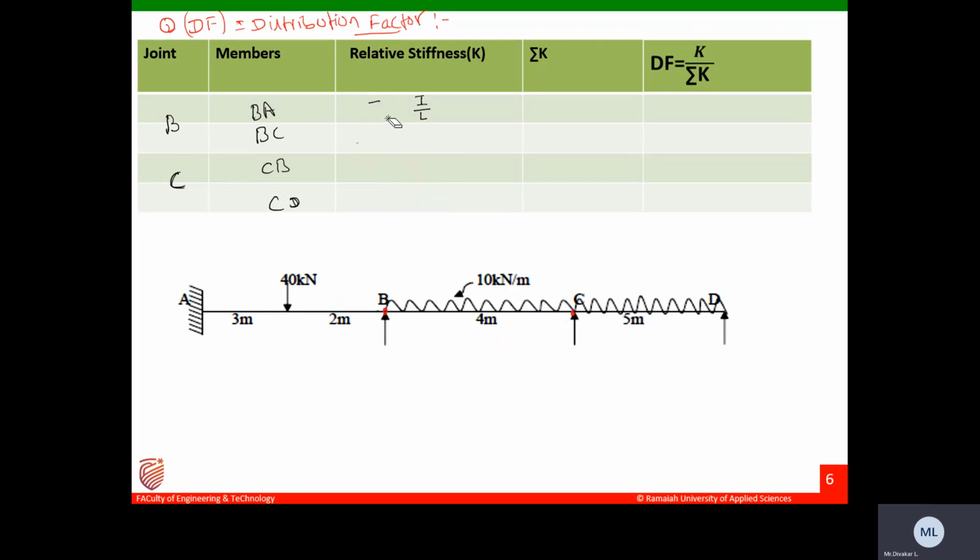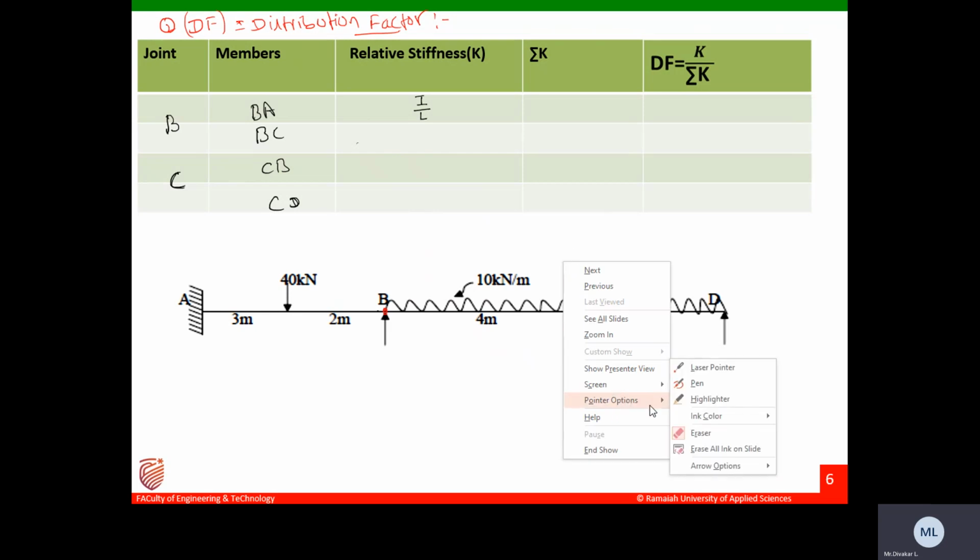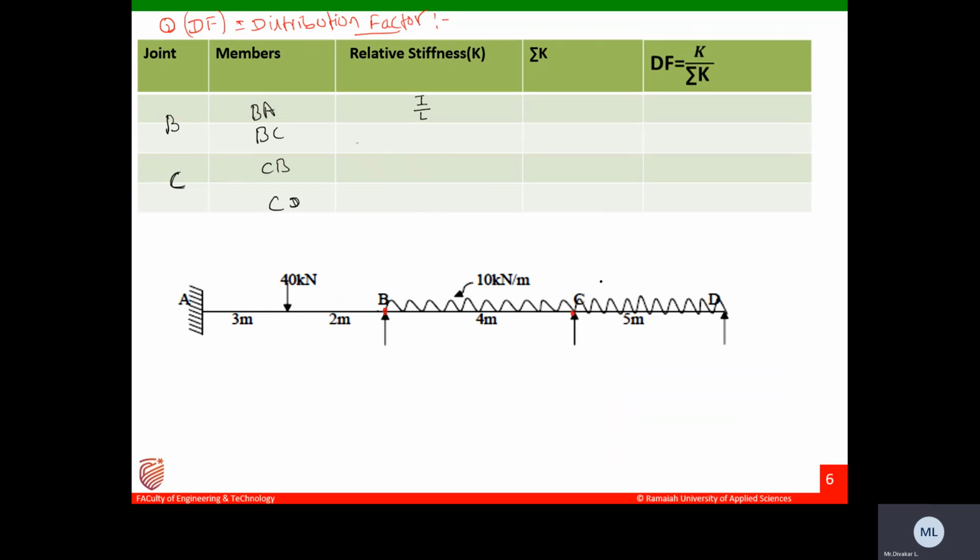On the other hand, if with respect to the intermediate support the far end support is simply supported, roller or hinge, then the relative stiffness will be 3/4 of I by L. So these things we need to remember: 3/4 of I by L. This is how we need to calculate. Here I kept I.